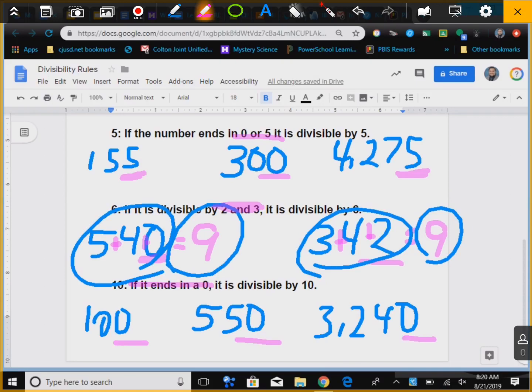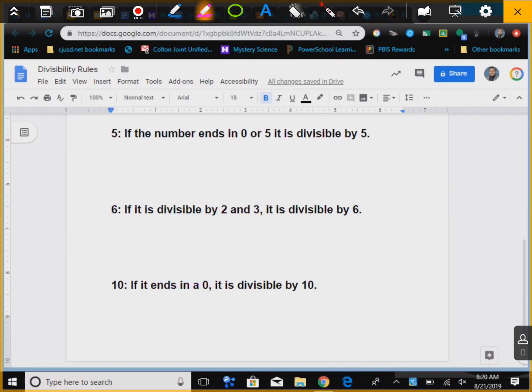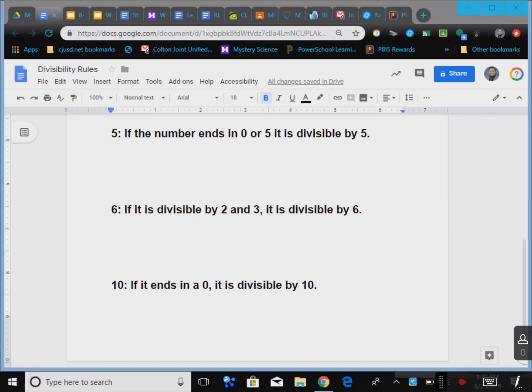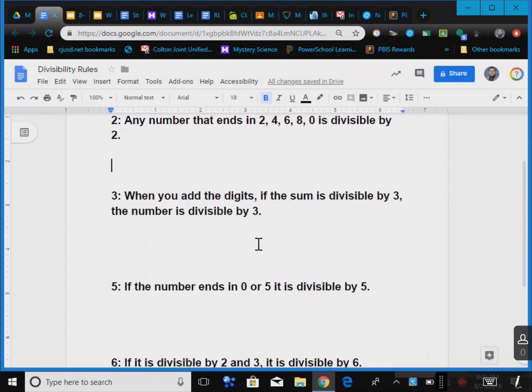Alright, that's it for divisibility rules. I think the most difficult one that you might have to rewind and check on is divisibility rule number 3, just because it seems a little bit complex. All of these other ones, you just look at the last digit. This one, you have to add the digits up. But that's really all it is.